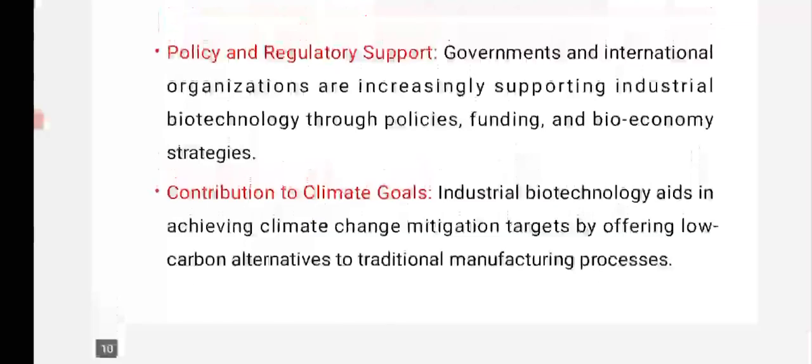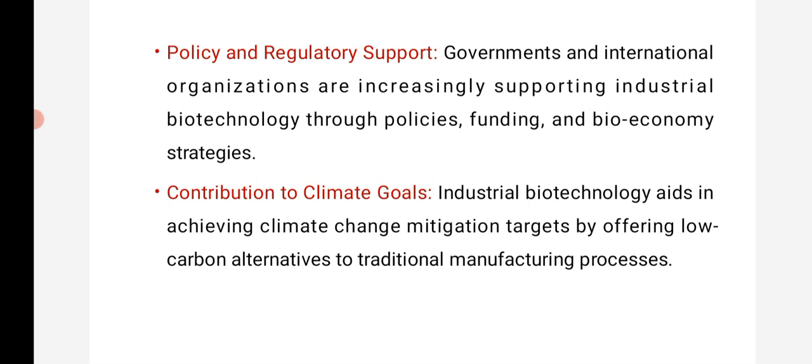The next one, contribution to climate goals. Industrial biotechnology aids in achieving climate change mitigation targets by offering low-carbon alternatives to traditional manufacturing processes. So that's all about industrial biotechnology and bio-based economies. Thank you all.